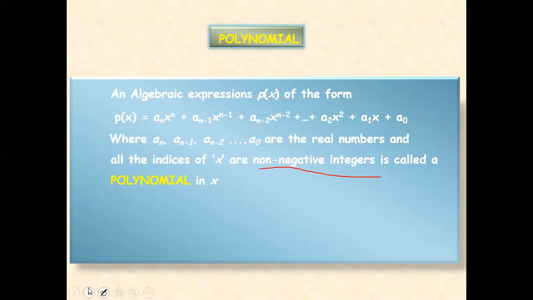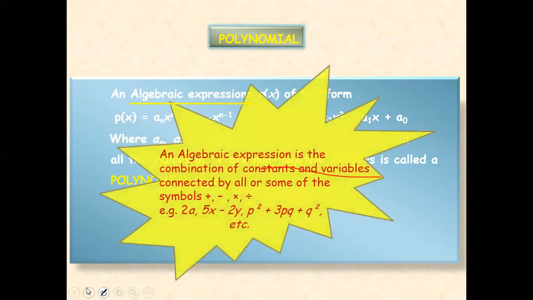So we continue with algebraic expressions, which contain constants and variables, and could be a monomial, binomial, or trinomial, as we have done in the previous class. An algebraic expression is a combination of constants and variables connected by all or some of the symbols plus, minus, multiplication sign, and division sign. You can see the examples: 2a is a monomial, 5x minus 2y is a binomial, p square plus 3p cube plus q square is a polynomial, and so on. We can have various examples.